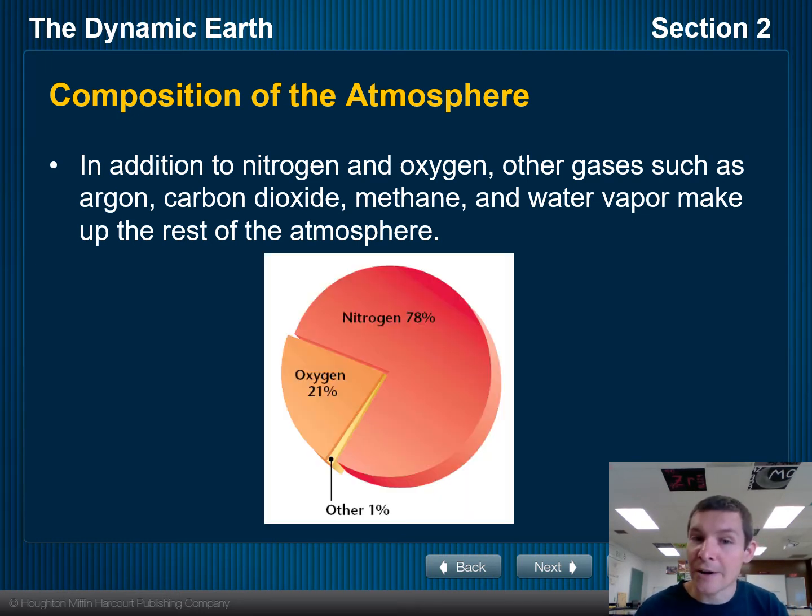So here's a little diagram of that. You can see nitrogen is the most abundant, followed by oxygen, and then all the rest fits in that one little 1% right over there.